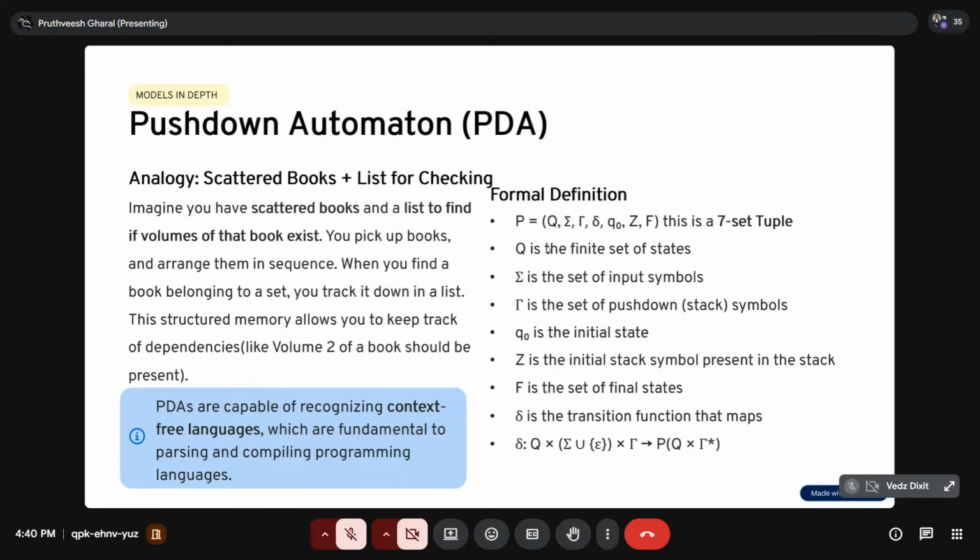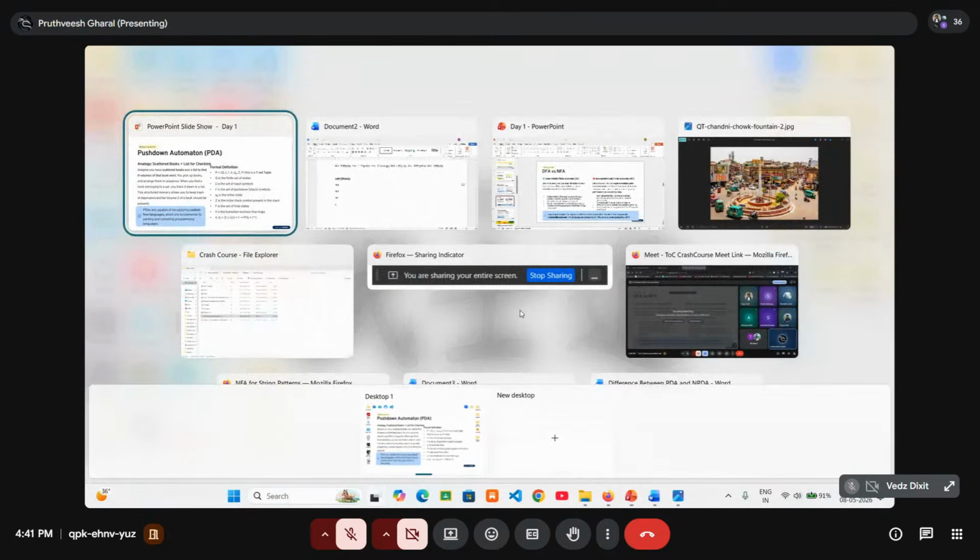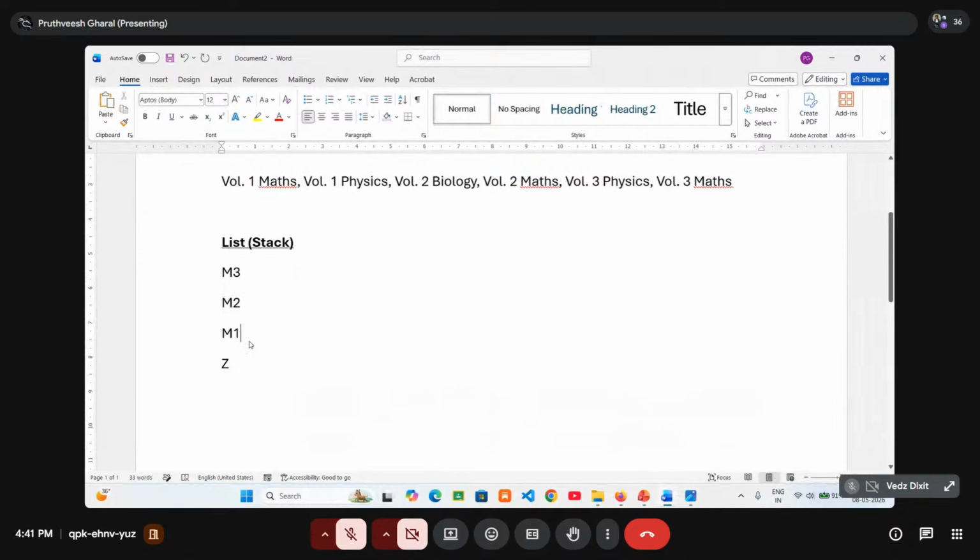Now, formally, we define it using a 7-tuple, not a 5-tuple, a 7-tuple. Some of the things we have already seen from finite automata appear here again. So Q is the finite set of states. Sigma is the set of input symbols. Now this half-shaped T symbol here represents the set of push down or stack symbols. So here we see that M1, M2, M3 are symbols we use for the stack.